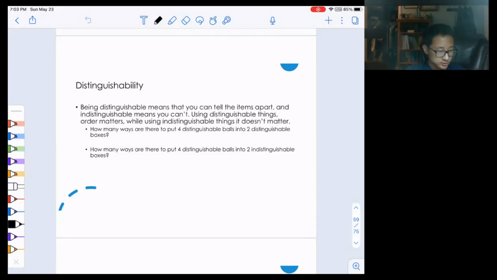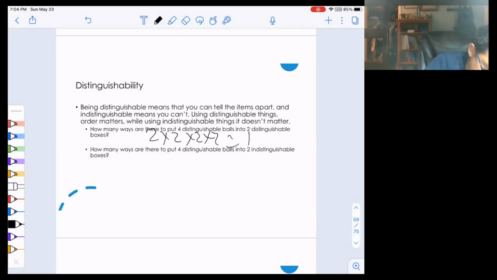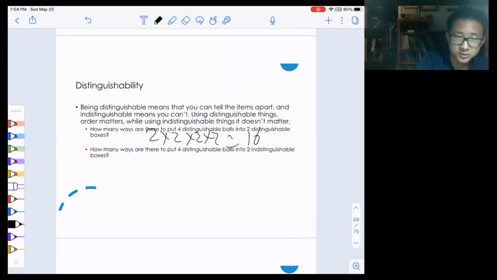I'll demonstrate these. How many ways are there to put four distinguishable balls into two distinguishable boxes? Well, we have four balls and two places to put them. So we have two options for each ball, which means it's 2 times 2 times 2 times 2, and that's 16. So there's 16 ways to put four distinguishable balls into two distinguishable boxes.